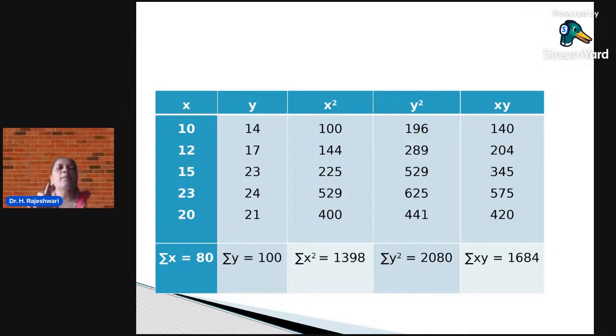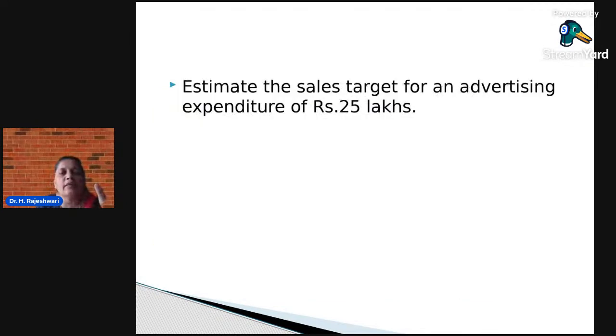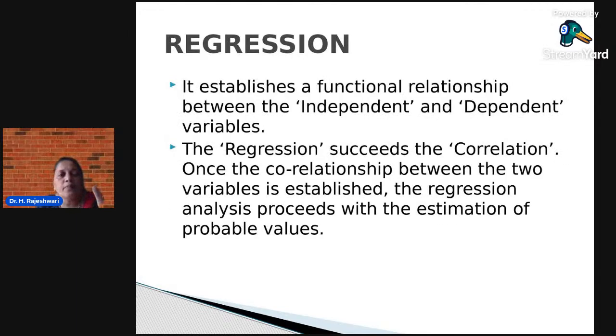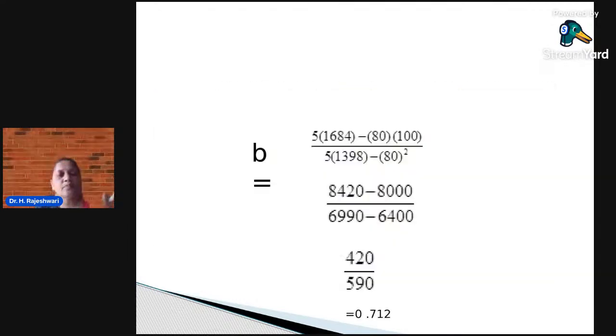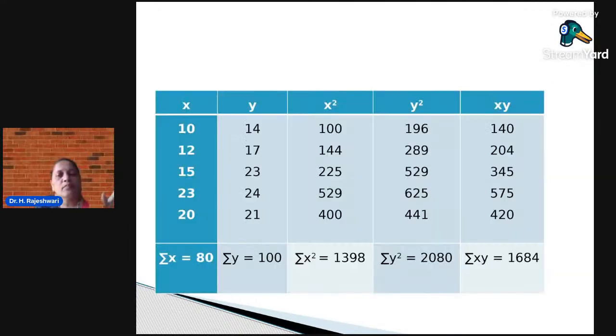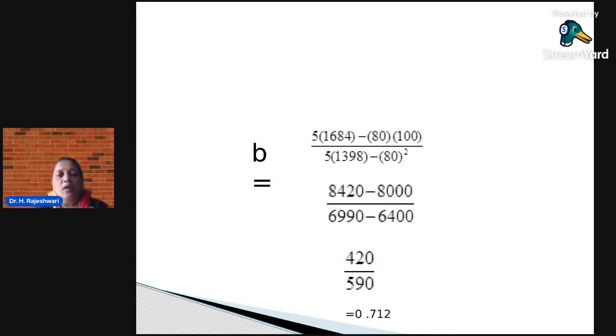So from the table, we are finding out sigma x, sigma y, sigma x square, sigma y square, and sigma xy, because these are all required to calculate the b value, right? The b value uses sigma xy, sigma x, sigma y, and sigma x square. Sigma y square is not required, of course, but you can find out the summation. Okay, now add all these values to find out the b value.